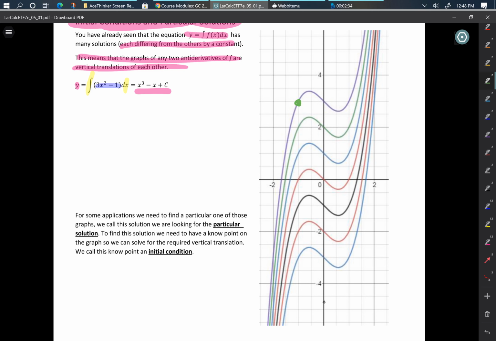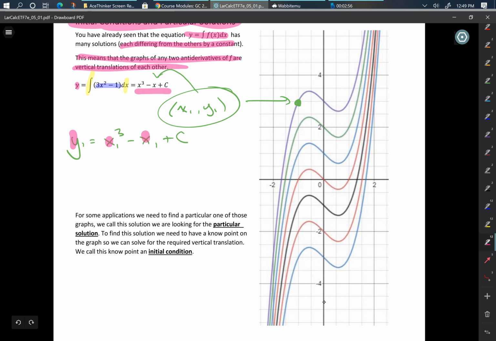Essentially, if we know that that point is some point x sub 1, y sub 1, we're just going to use those in that equation and say that y sub 1 needs to be equal to x sub 1 cubed minus x sub 1 plus c. And since these will be known numbers, we can easily solve for the c value. And so that would be a solution to a first-order differential equation initial condition problem.